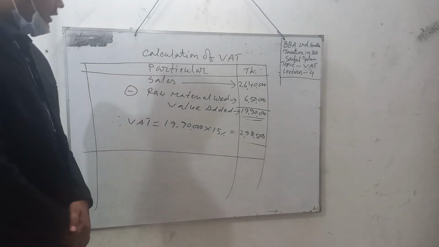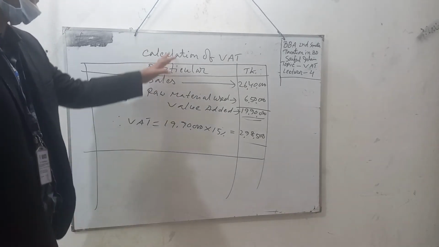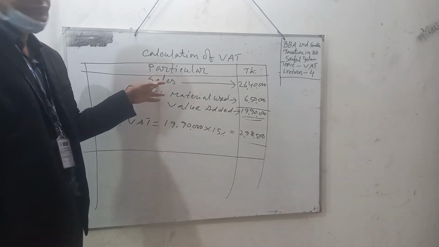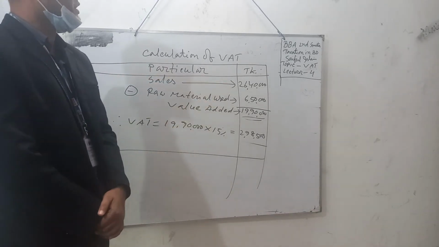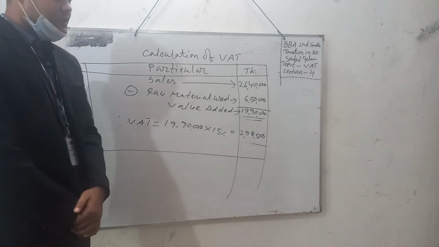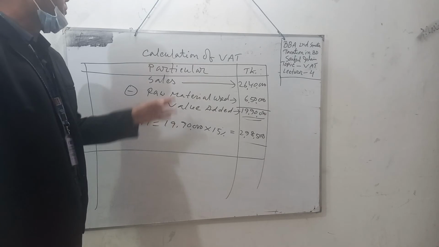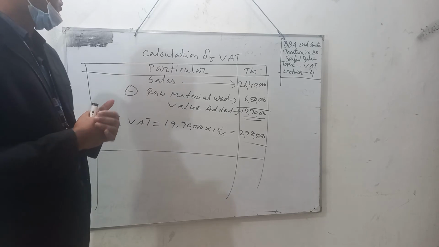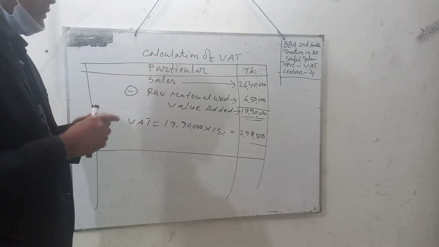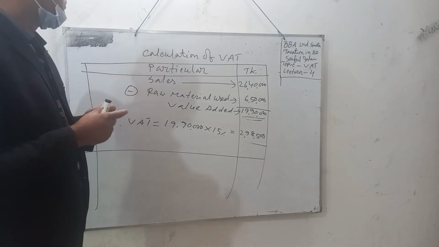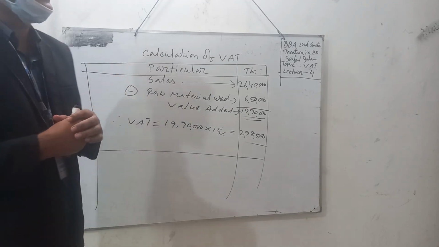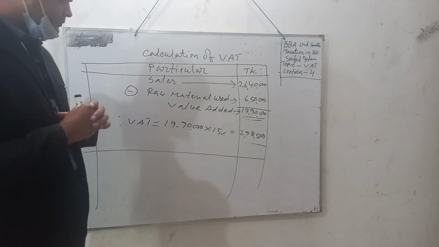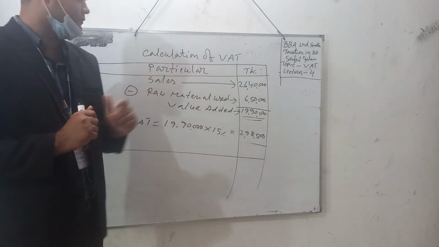Dear students, again I want to repeat the calculation of VAT, how to calculate VAT. At first, sales. Sales 26,40,000. Dear student, you can ask me from where we will get sales. To find out sales, we do the calculation of sales. From the first table, calculation of sales, we have got sales.